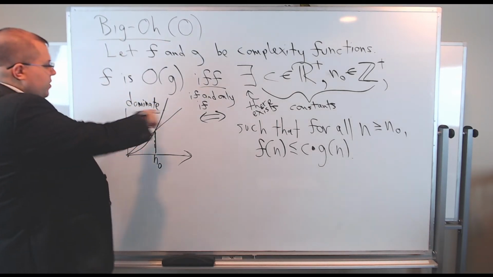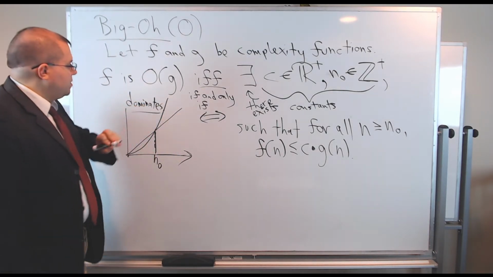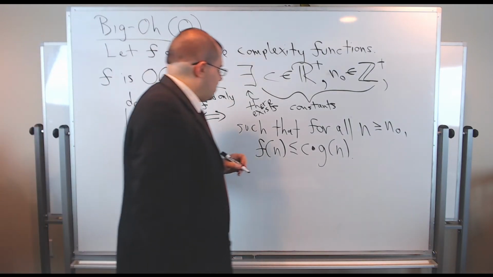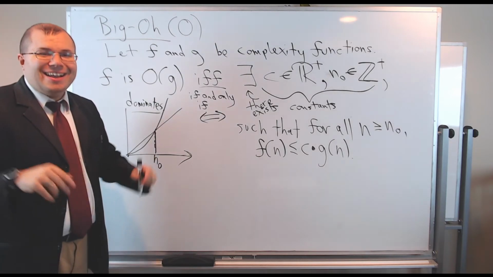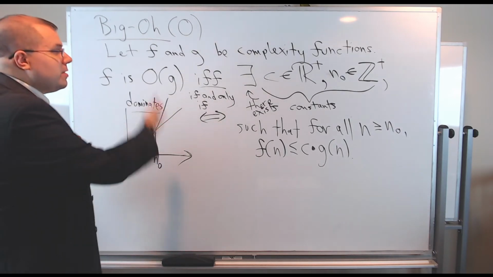It dominates the linear function. Sometimes they say dominates. That's a technical phrase. So this is what the definition of big O is. So hopefully this helps. So I'm going to do an example.